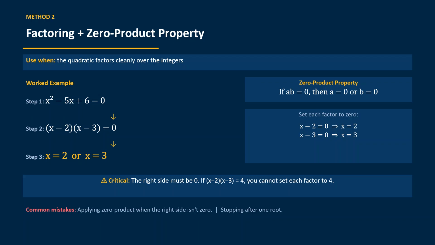The critical thing to remember is that the zero product property only works when one side is 0. If you have a product equal to 12, you cannot set each factor to 12. The most common mistake is flipping signs. When you see x minus 2 equals 0, the root is x equals positive 2, not negative 2.